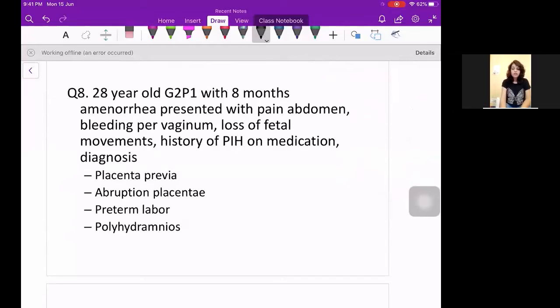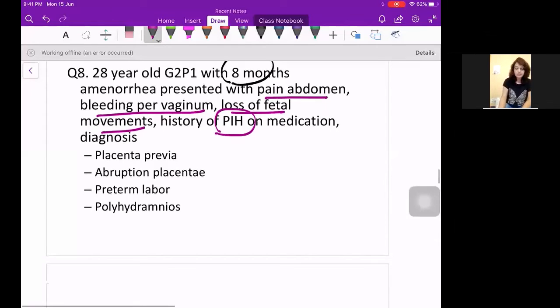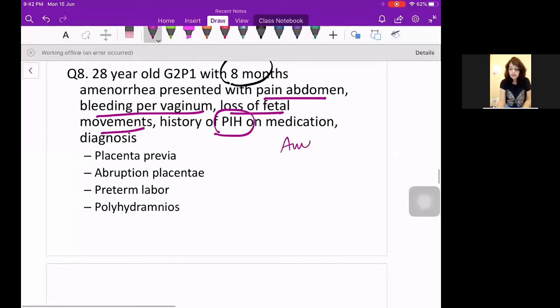28-year-old female, G2P1, that is Gravida 2 and Para 1, with 8 months amenorrhea, presented with pain abdomen, bleeding per vaginum, loss of fetal movements, history of PIH on medication, diagnosis. In this question, this is her second pregnancy and she presented with 8 months amenorrhea. There is pain abdomen, vaginal bleeding and loss of fetal movements. And she has history of pregnancy induced hypertension. Now, in this case, there is amenorrhea of 8 months. That means it is third trimester.